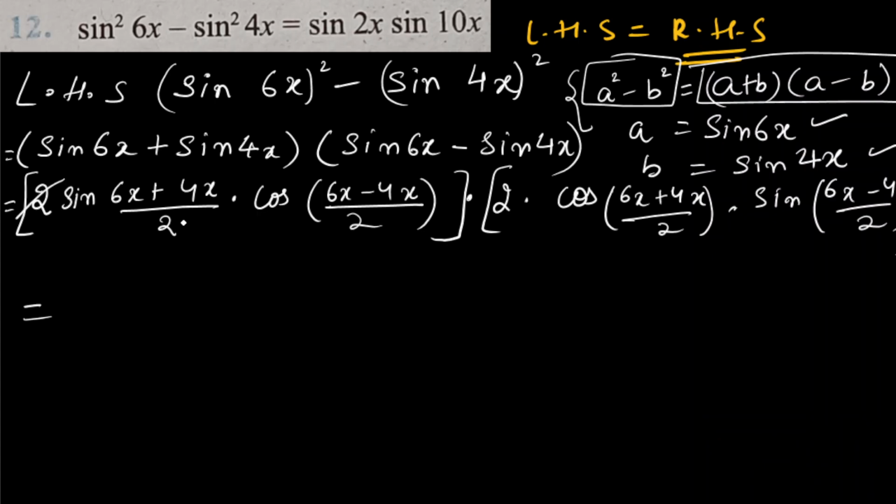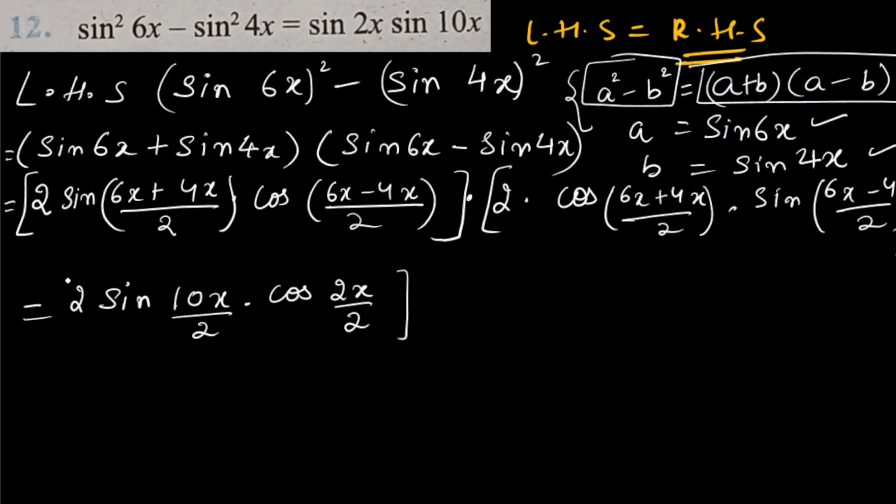Don't cancel this 2 with this 2. They are not getting cancelled because this 2 is outside and this 2 is with the angle. Some students make this mistake, so don't cancel. This is separate, and this is with the angle. Now 2 as it is into sine. Because both the terms are with x, like terms we can add. 6 plus 4 is 10, so 10x by 2 into cos 6 minus 4 is 2x, 2x by 2.